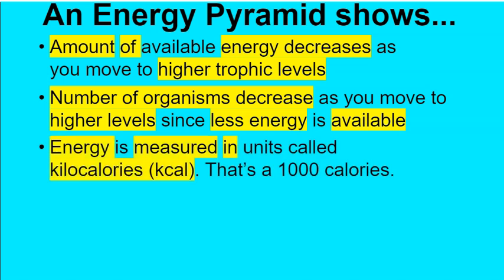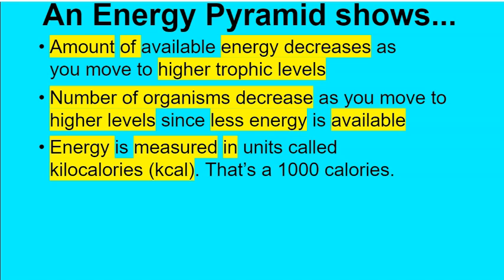Energy is measured in units called kilocalories. That's 1,000 calories. We abbreviate it by saying kcal. And everybody's heard the word calorie before, usually as it relates to dieting or exercise or something like that. You're burning calories. Well, that's true. It is a measurement of heat. That's why they say burning calories. But a kilocalorie is 1,000 calories.